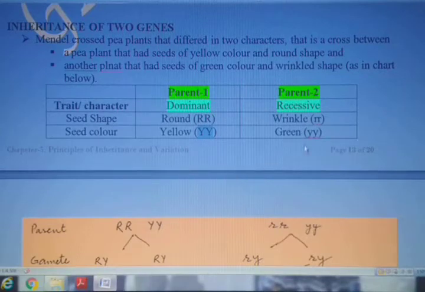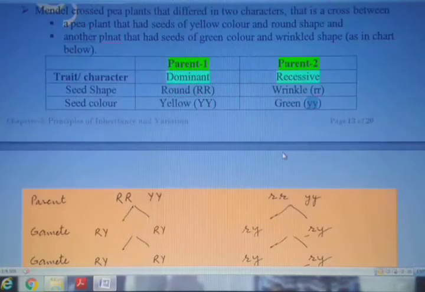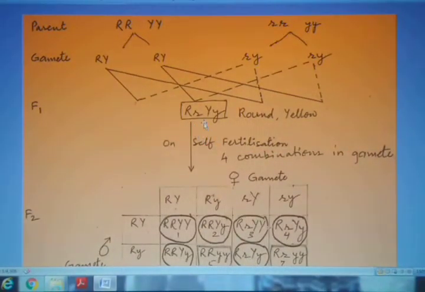And likewise in case of green, recessive gene over here, that is denoted by small y. In F1 plant, what we had noted down, that all the plants phenotypically were having round and yellow seed. Means the shape was round and the color was yellow. When they were self-fertilized, 4 different kinds of gametes were produced.